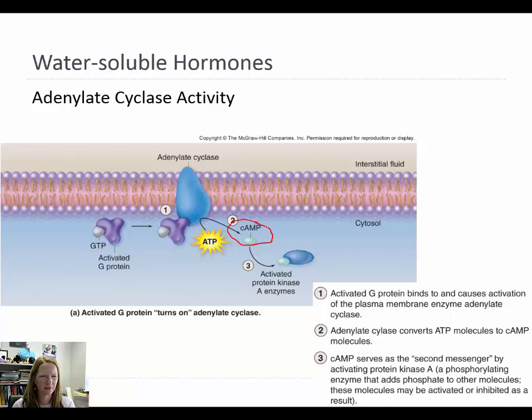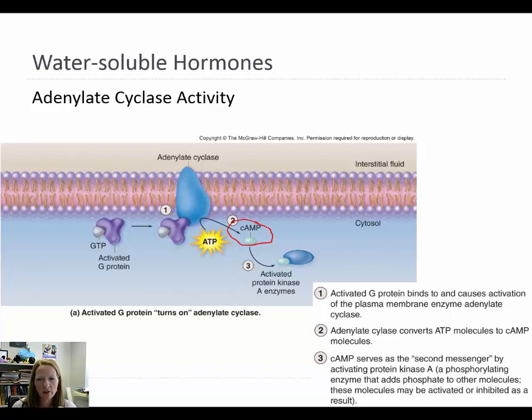Where this whole system, the second messenger system, gets its name. And then the second messenger, the cAMP, goes in and activates these different protein kinases. You can read about it a little bit more in the book. It goes in and inhibits and activates different activities of the cell. A hormone that uses this is glucagon.